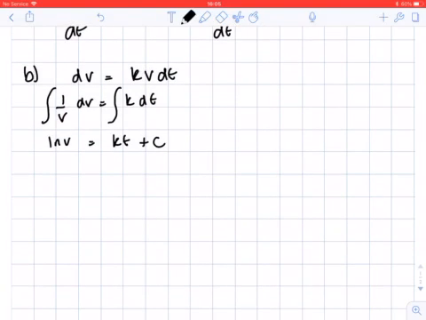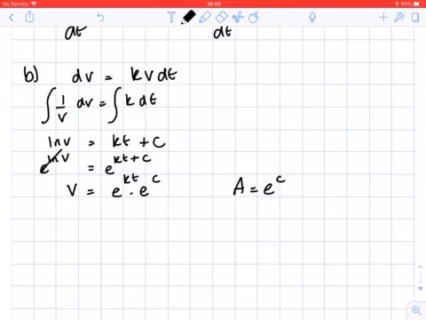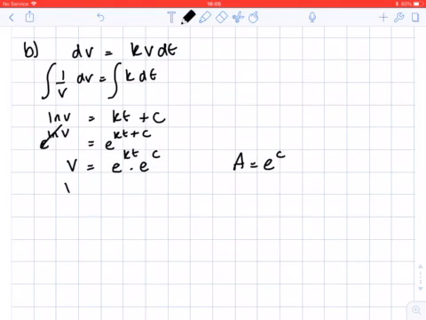From there, I need to get v by itself, so I'm going to raise everything up to the power of e. So e to the ln v is equal to e to the kt plus c. The e and the ln cancel out, leaving me with v. And if you recall our rules of indices from the previous video, I can write this as e to the kt times e to the c. And I'm going to say, well, hang on a minute. e to the c we can just call a constant a. That's going to give us v is equal to a e to the kt. So there's my general solution.